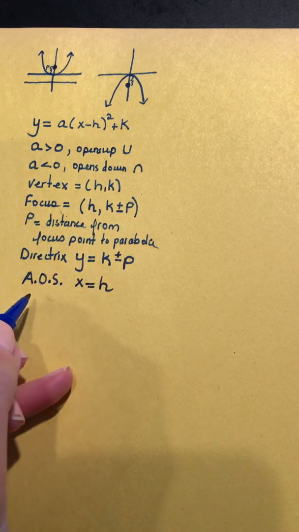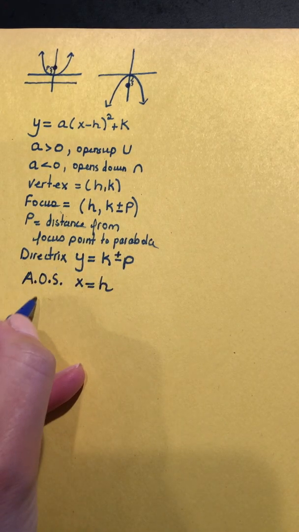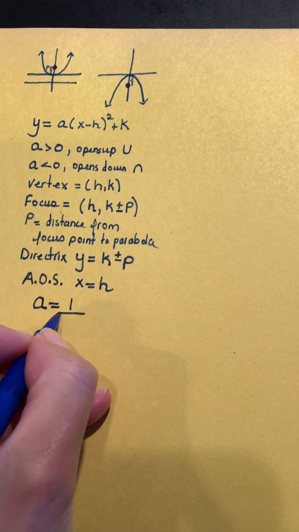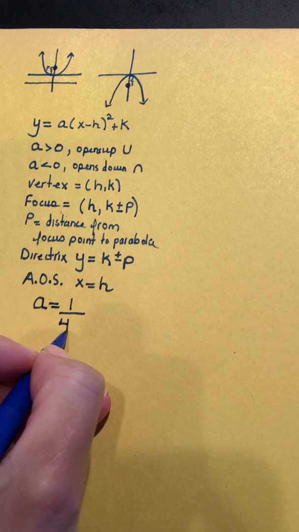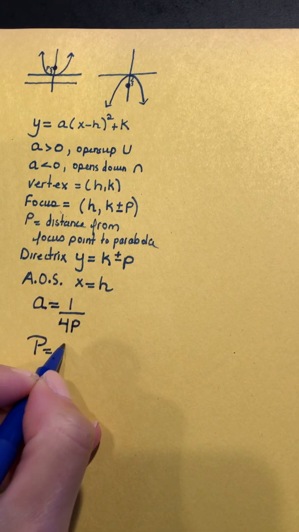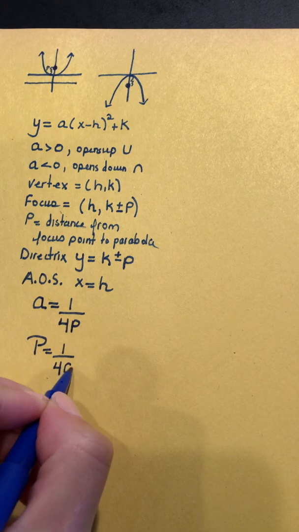Now, you might be thinking, how am I supposed to get p? Again, I'm going to skip the derivation of this. But just know that a equals 1 over 4p, or you can say that p equals 1 over 4a.